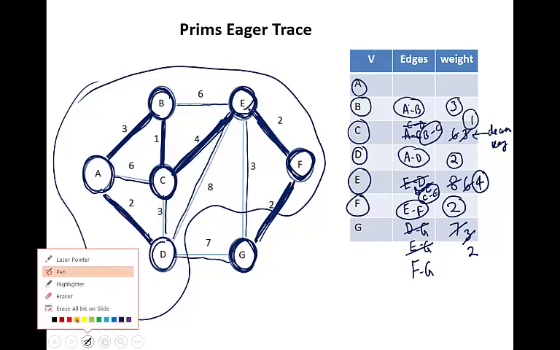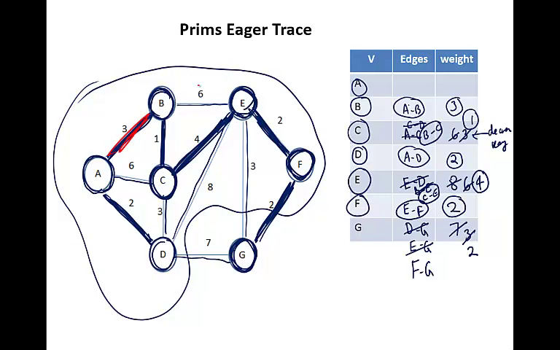Just to make things clear, I'm going to draw red for the edges in the minimum spanning tree. So now you have things connected by the weights of 3 plus 1 plus 4 plus 2 plus 2 plus 2. So that's your final minimum spanning tree.